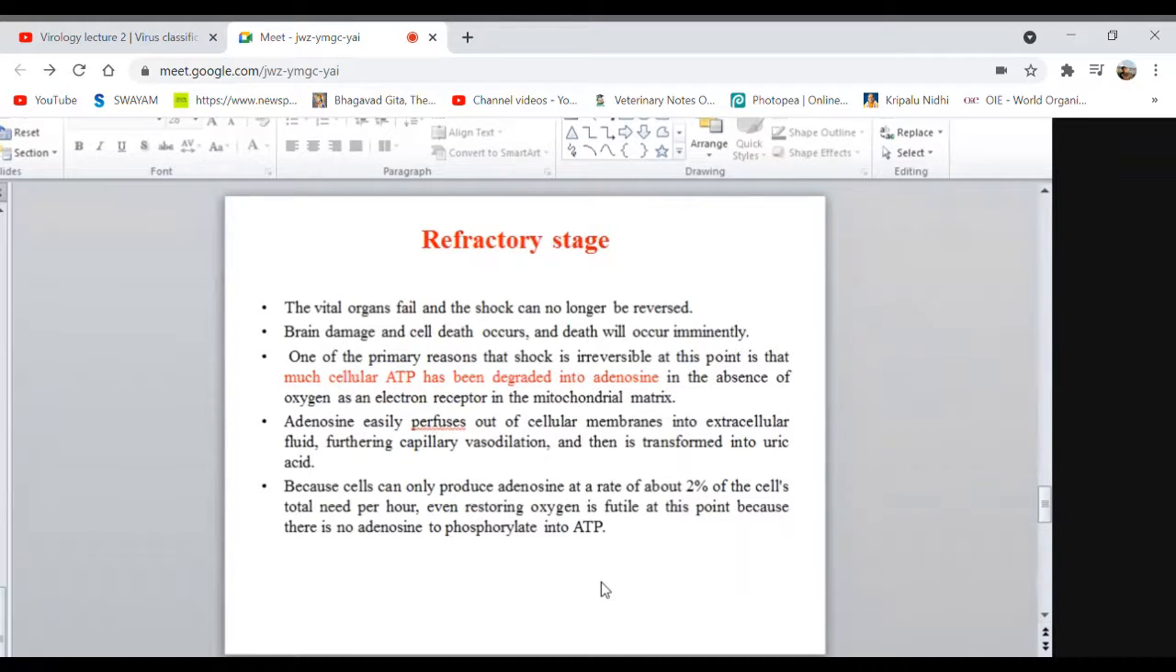So the major point here is that cellular ATP is degraded into adenosine in the absence of oxygen as an electron acceptor in the mitochondrial matrix. That's why the adenosine perfuses out of the cellular membranes into the extracellular fluid, and there will be capillary vasodilatation.